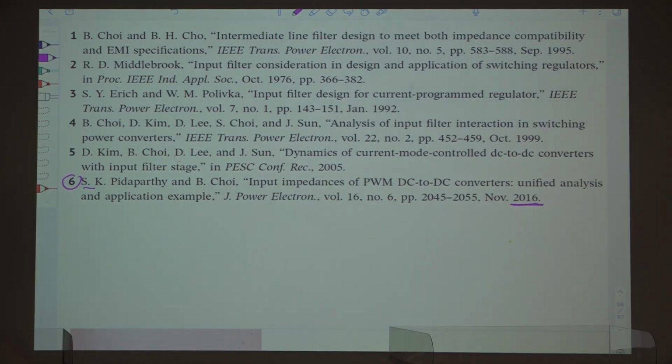You don't have to follow everything about this, but you should know the procedure of deriving those 12 input impedances. It requires some effort and time and some energy, something like that. Okay, I have something else to do. Okay, so I stop here.